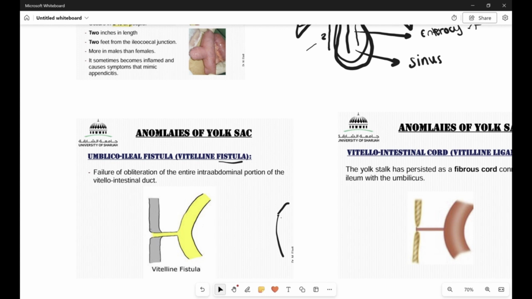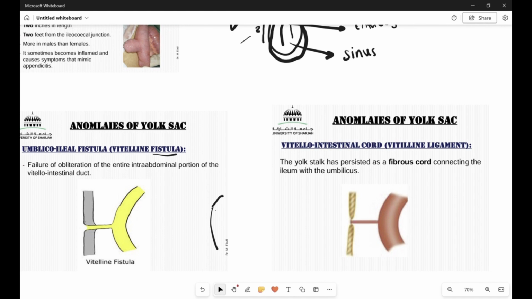It is open. While in the vitelline ligament, it happens also to the same part of the vitello-intestinal duct, but instead of staying open, it is fibrosed.